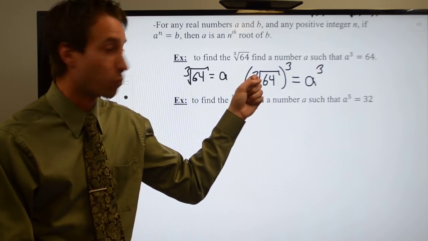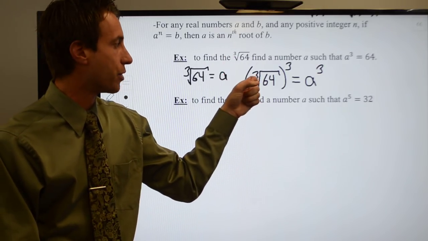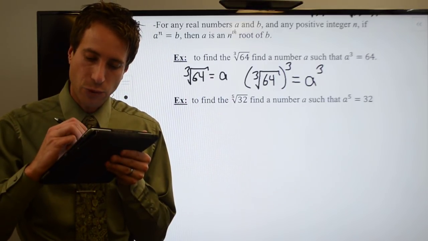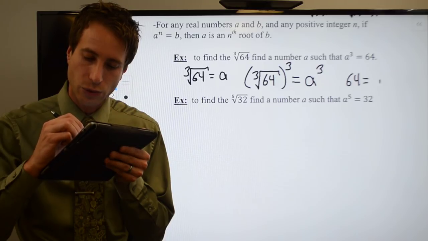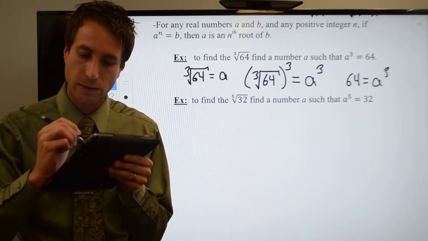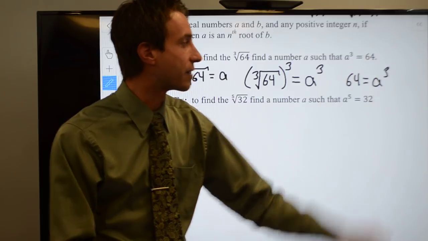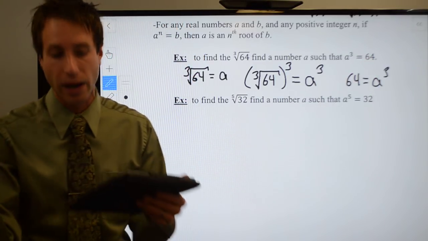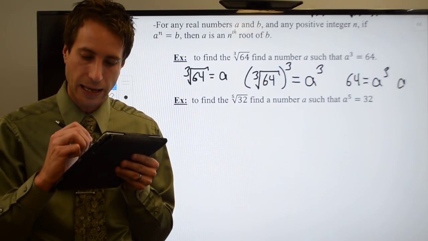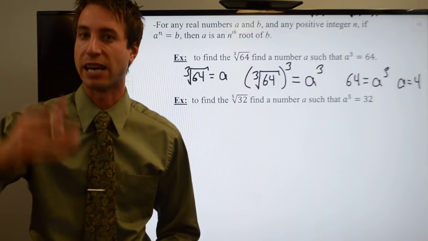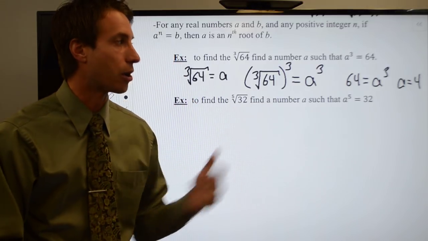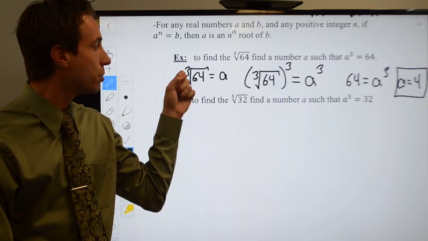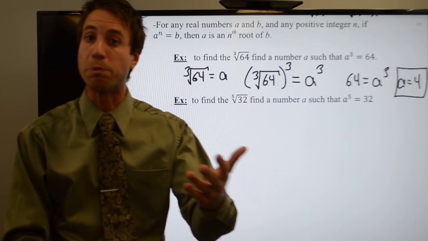Now, because the index and the power are the same, the root goes away, and I'm left with 64 is equal to some number a that is cubed, which is exactly what I've given you right here. Well, what number, when you cube it, gives you 64? And of course, that would be a is equal to 4. If you take 4, raise it to the third power, you're going to get 64. So we know that a would be equal to 4. Therefore, the cubed root of 64 would be 4.